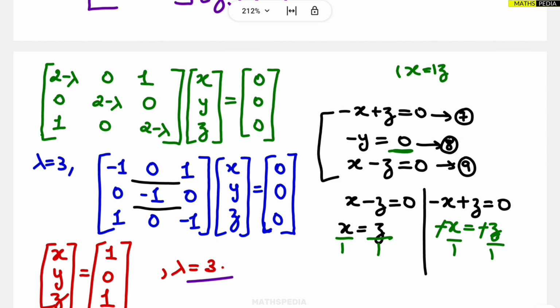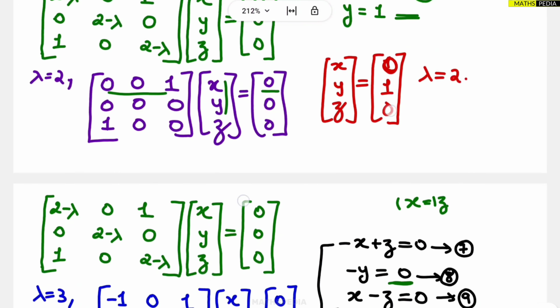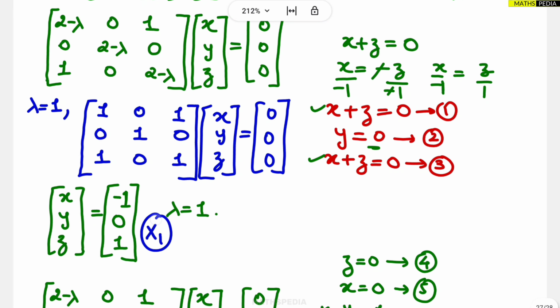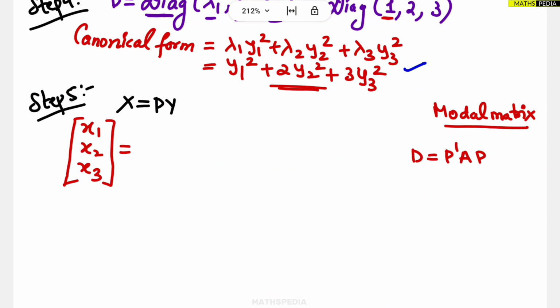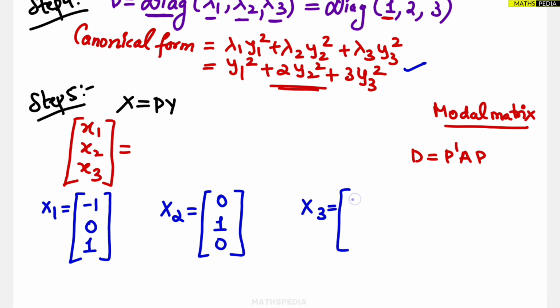So here, let me just see the eigenvectors. We have three eigenvectors associated with three values. Let me name the first one x1, the second one x2, and the third one x3. We are going to copy paste them over there. So x1 eigenvector we got as -1 0 1. x2 eigenvector 0 1 0. x3, 1 0 1. Okay, that part is done.